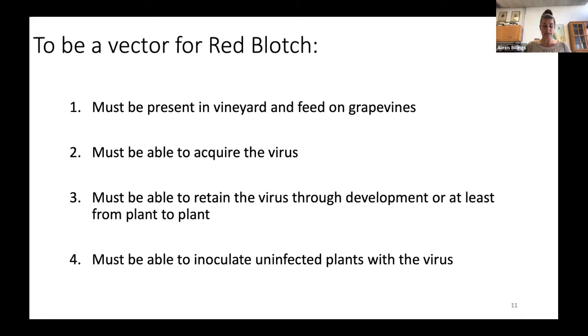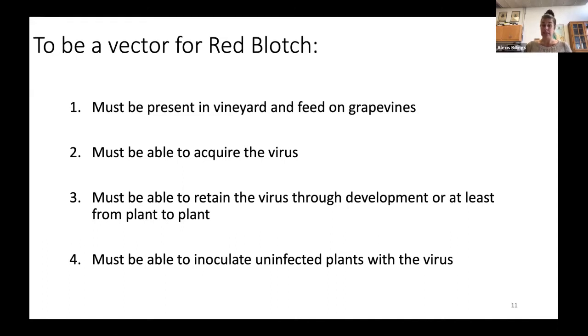Now, it's important to note that some insects will do some of these steps better than other steps, or better than other insects. For example, you may have a very common insect in the vineyard that feeds exclusively on grapevines, but it rarely acquires the virus, so it will be an inefficient vector, but a vector nonetheless. Or you may have an insect that is less common in the vineyard, but acquires, retains, and transmits the virus really well. This would be an efficient vector, but because of its abundance, it wouldn't necessarily explain the current spread.